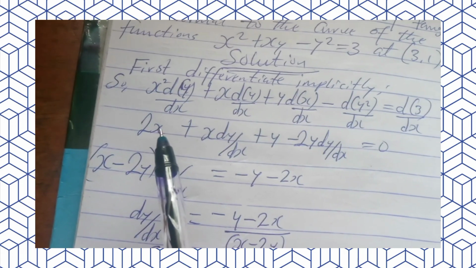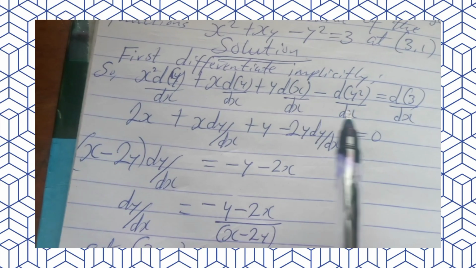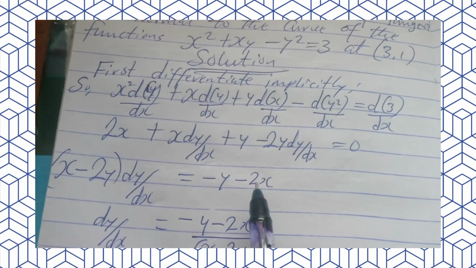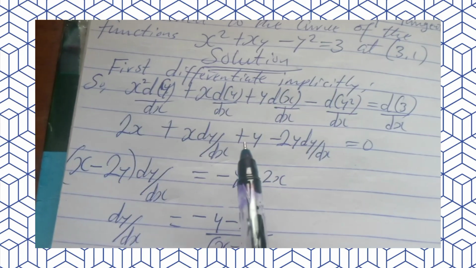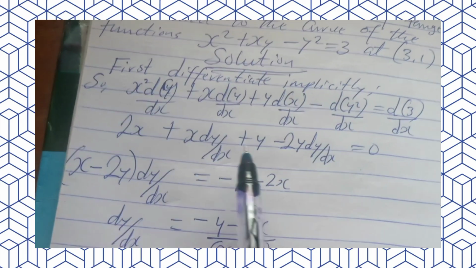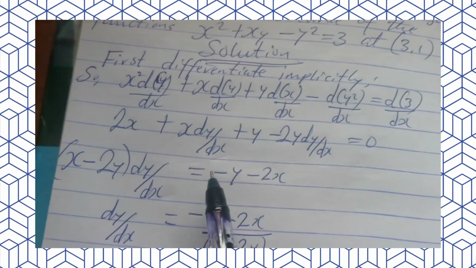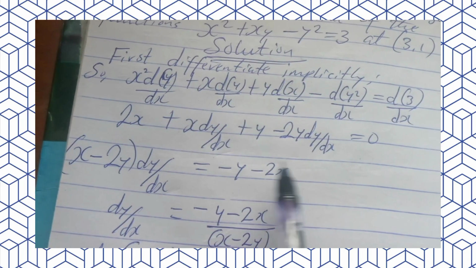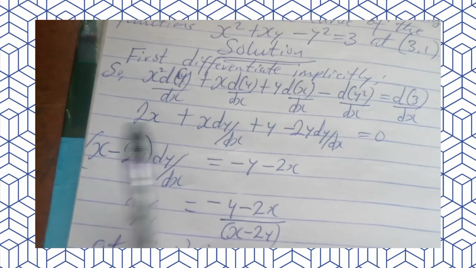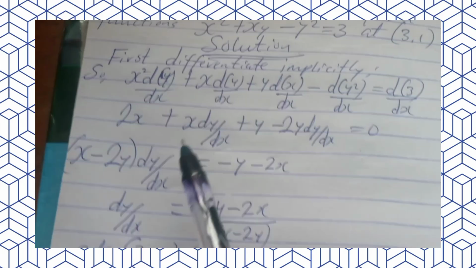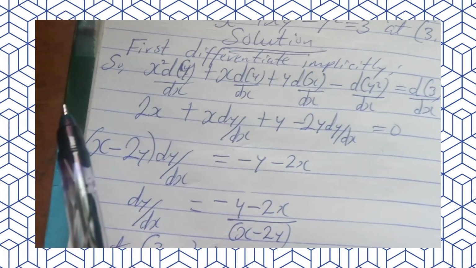Because these 2x did not have the dy/dx, we cross multiply it to the right hand side, and it becomes minus 2x. Then this y plus y did not have the dy/dx, so when you cross multiply to the right hand side, it becomes minus y minus 2x. That is it. We put all the things that did not have the dy/dx on the right hand side. The ones attached to the dy/dx, we put on the left hand side.